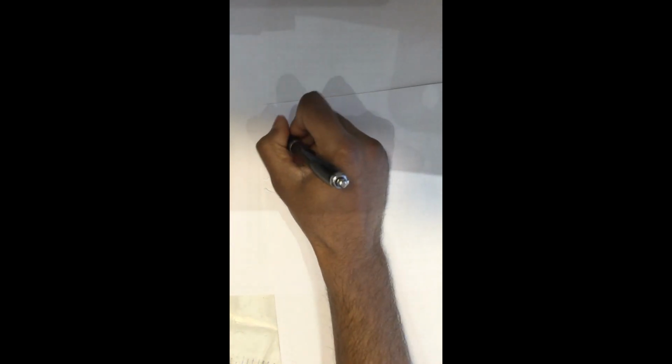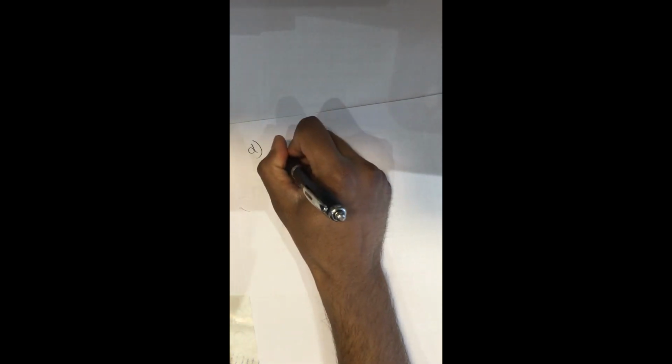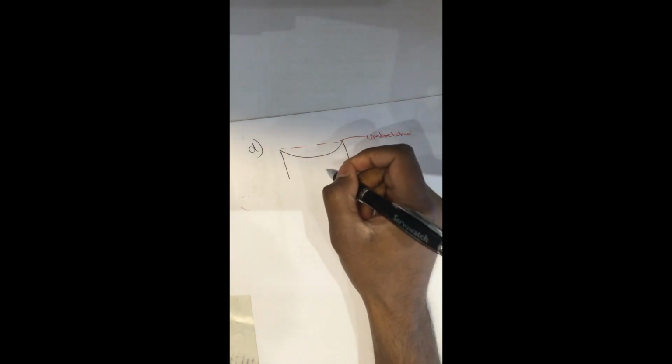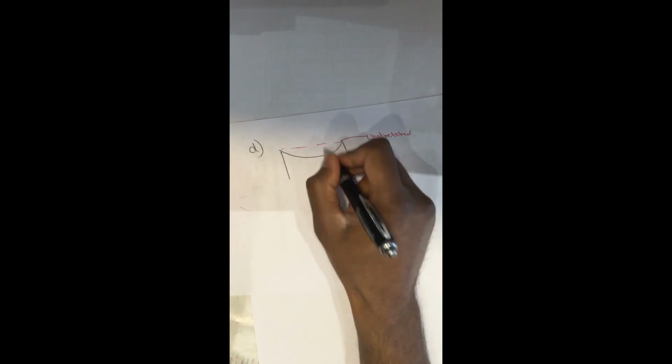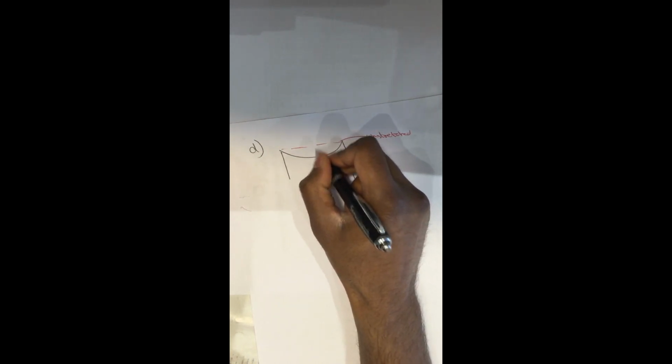Right, so let me quickly do part D. For part D, the question is asking us to calculate the acceleration. Let's do this quickly again. This is the unstretched position. They basically want us to work out the acceleration for the time period the gymnast is in contact with the trampoline. So basically from here to here.